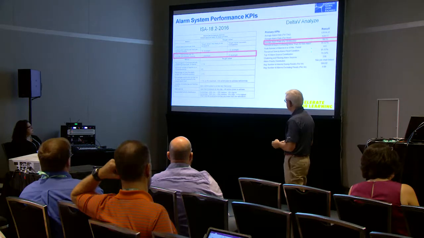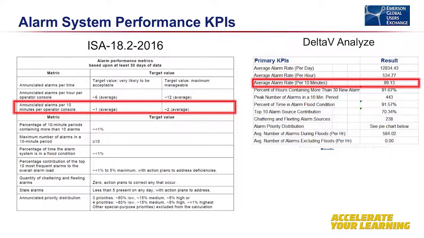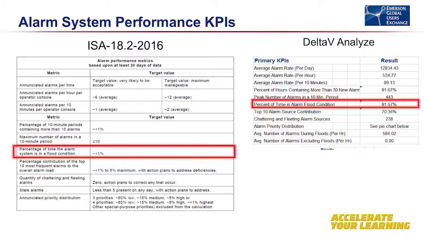And I think we have a few examples highlighted. These are not all of the one-for-ones between the standard and Delta V Analyze. But here's an example, the average alarm rate per 10 minutes, 89, that's pretty overwhelming. The recommended value for the number of alarms per 10 minutes would be between 1 and 2, something in that neighborhood. And here's a couple more examples.